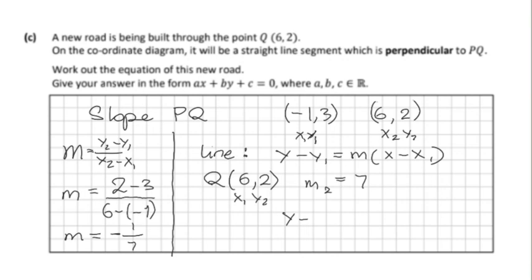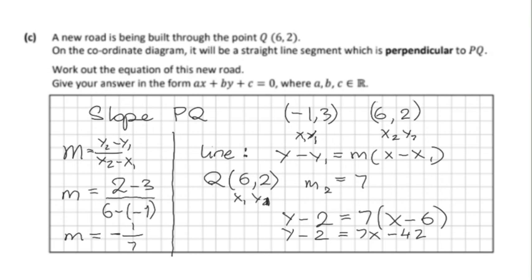So y1 is here, and that's y1, and so y minus 2 is equal to 7, our slope, by x minus x1, which is 6. All we have to do is multiply it all out. So y minus 2 is equal to 7x minus 42.